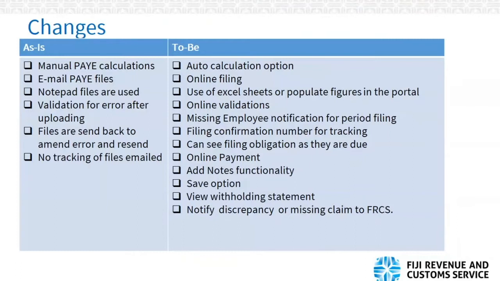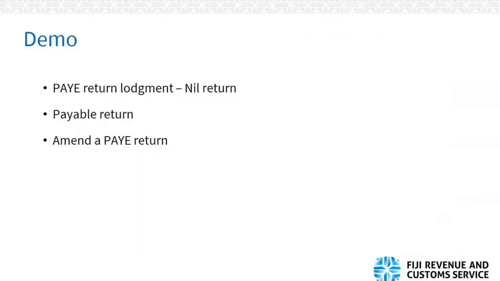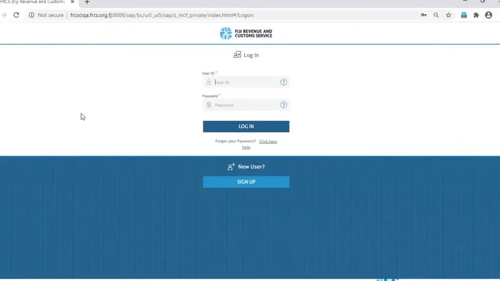Now, going ahead, I'll demo the system. I'll be lodging a nil return and a payable return, and I'll amend the PAYE return. As we know, lodgement of the PAYE return is done through the employer, so registered employers are able to file PAYE. I'll now log into one of the employer TINs or employer credentials that we have.